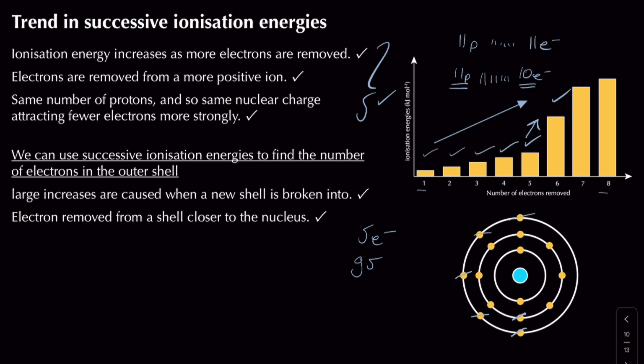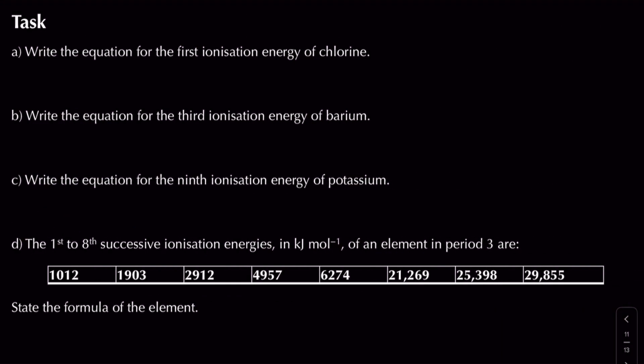So looking at a common exam question, it could ask you to explain how you know this element's in group 5, or how you know it's got 5 electrons in its outer shell. Well, you would say there are large increases, and these large increases are caused when a new shell is broken into, and the electron is removed from a shell closer to the nucleus itself. Just be specific about what kind of jump you get. So between 5 and 6, talk about the 6th electron being removed from a shell closer to the nucleus, and so on.